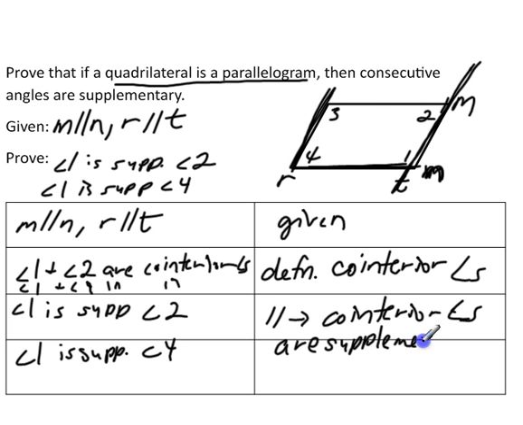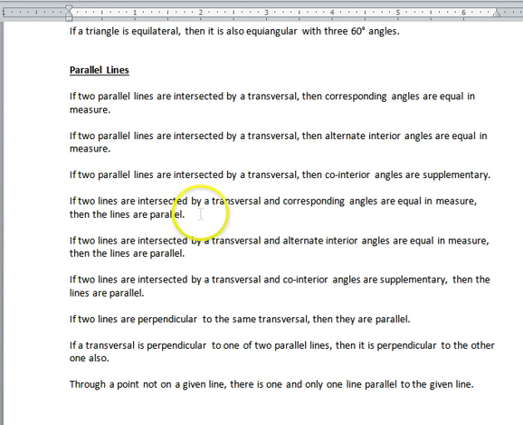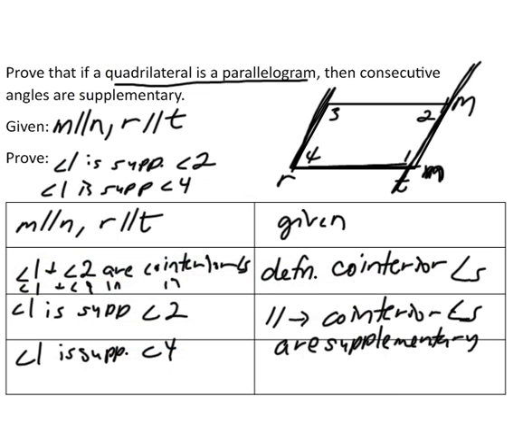This is an abbreviation that I'm using. You can write out the whole theorem, which is on your postulates page, and it's this one right here. If two parallel lines are intersected by a transversal, then co-interior angles are supplementary. That's what we're using. And so we've proved that consecutive angles are supplementary because they're co-interior angles.